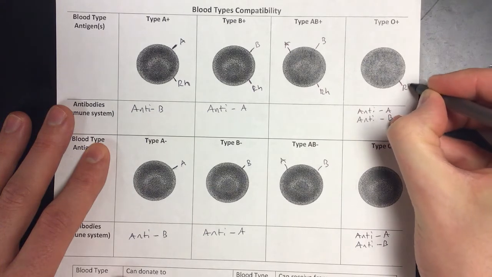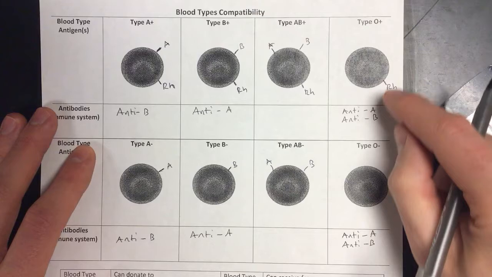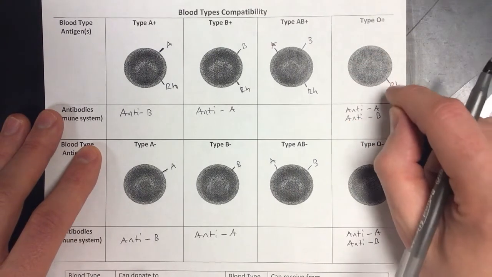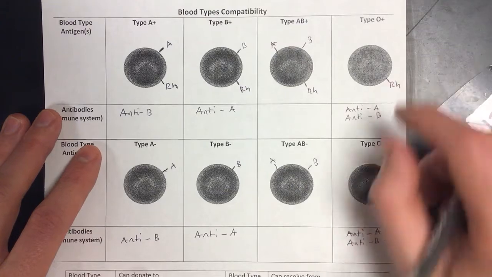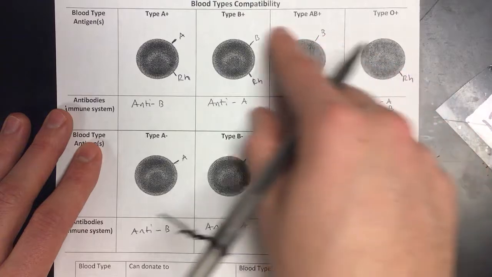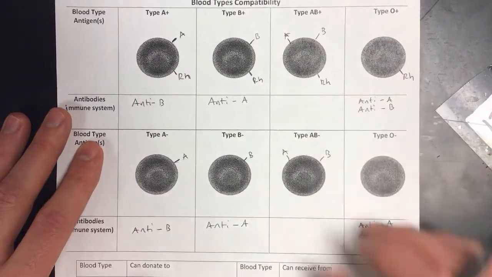Here's the kicker. The most common blood type right here, O positive, you still have a very common antigen on your red blood cell. Okay, so that's what it means to be positive. You have an extra antigen on your red blood cell that I'm going to call the Rh antigen.